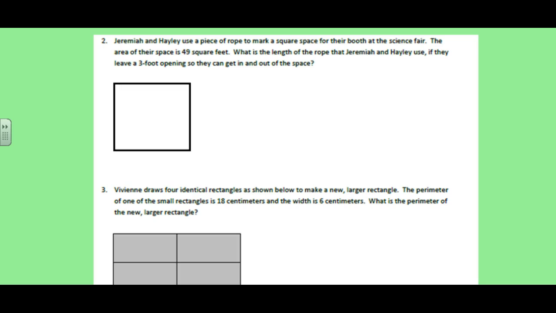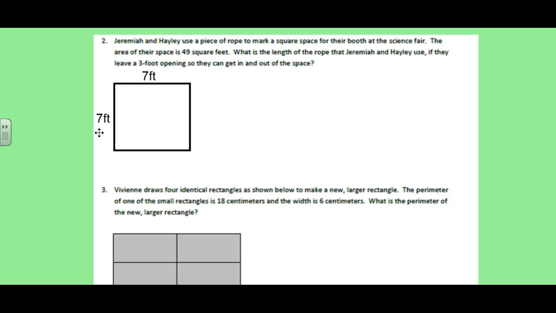And if you don't know your facts, that's what's going to make this hard, because knowing your facts pretty quickly is really good, especially when we're working with area. So I know that if I have 7 times 7, that is 49. So I know now that these two side lengths that I've got right here are going to be 7 feet and 7 feet.